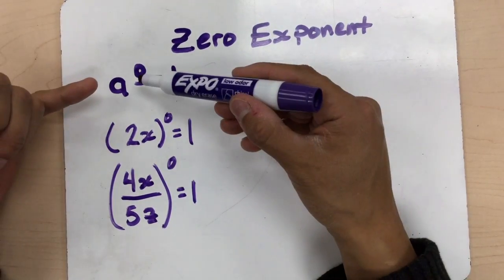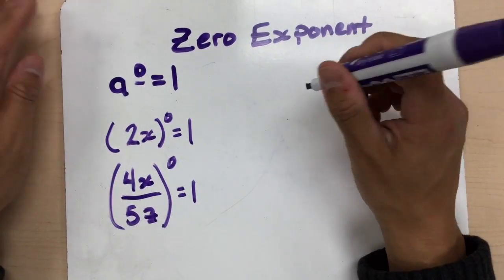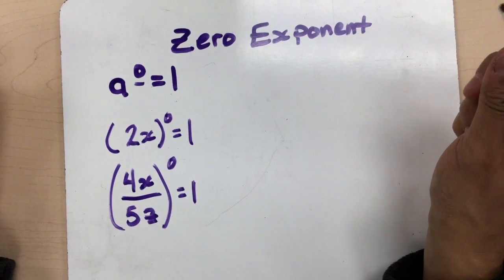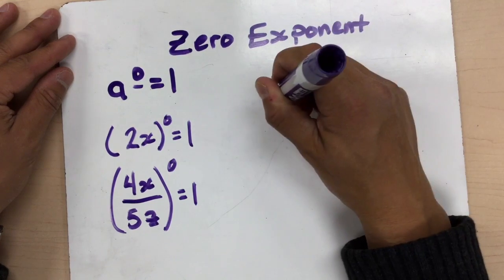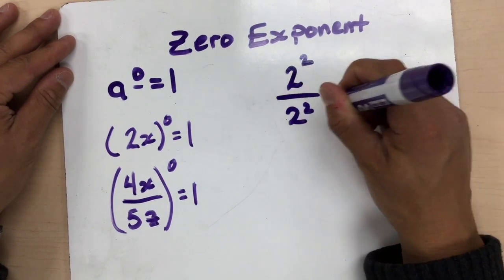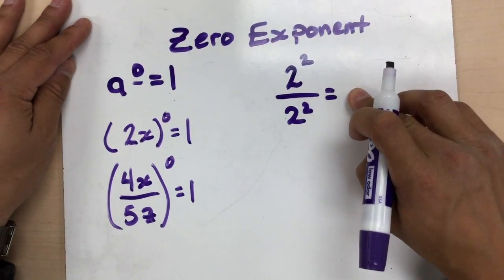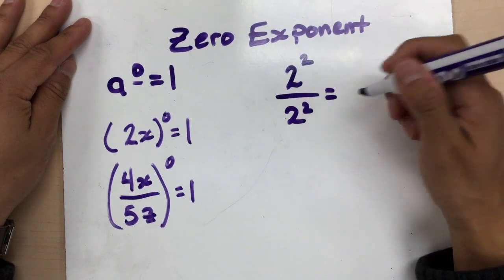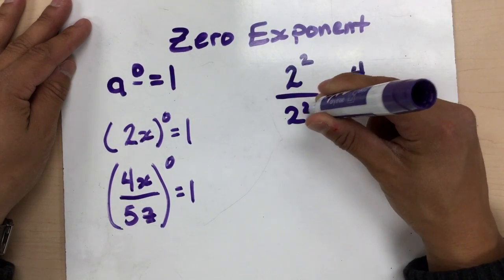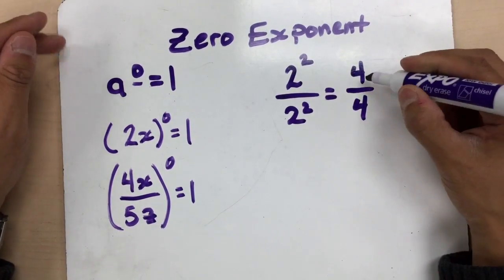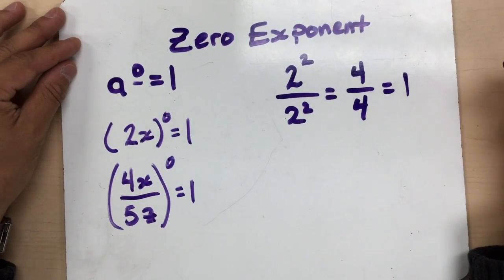Now I know it's kind of difficult to think of an exponent of 0. So let's go back to the quotient law that we looked at last class, the quotient of powers. If I have 2 to the power of 2 divided by 2 to the power of 2, we know that this is equal to 1. We could expand this: 2 squared is equal to 4, and 2 squared is also equal to 4. We have a number divided by itself. 4 divided by 4 is equal to 1.